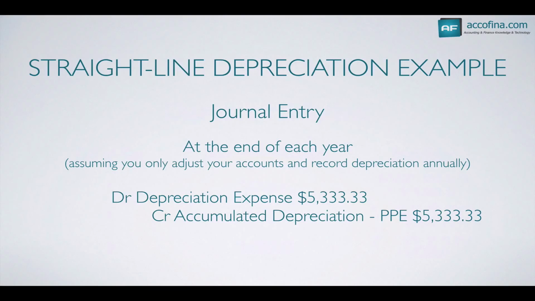And finally, the journal entry. So at the end of each year, assuming that you only adjust your accounts when you record your depreciation annually, you have a debit depreciation expense plus the amount, and a credit of accumulated depreciation $5,333.33. And we credit this accumulated depreciation to the actual specific asset of property, plant, and equipment. So a truck is part of property, plant, and equipment, and for each individual account, we have a specific accumulated depreciation for that specific non-current asset account. It's not one giant pool between all of your non-current assets.